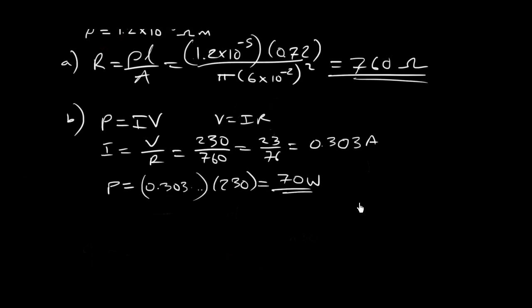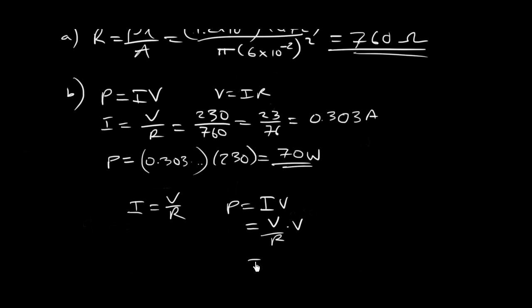The other way of doing it simply here is, if I want to get rid of the I, then I is equal to V over R. So if P is equal to IV, instead of I I can write V over R, so then I get that power is equal to V over R times V. And that is the same thing as V squared over R.